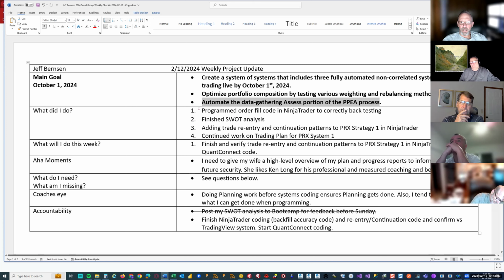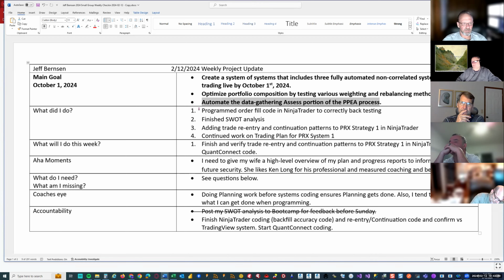What did I do? I programmed the order fill code in NinjaTrader to correctly back test. It's a granularity issue, so that was a pain to find out, but I got that working. I finished my SWOT analysis and put that up on the board. I'm adding trade reentry and continuation patterns to PRX strategy 1 in NinjaTrader. And I continued working on the trading plan. Didn't do a whole lot on it, but I did do a little.